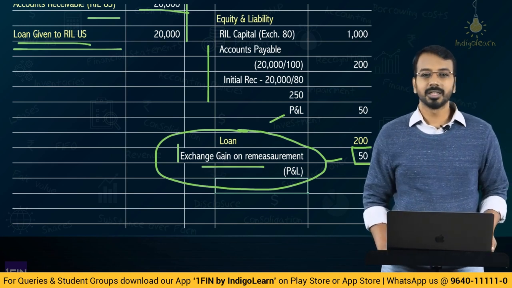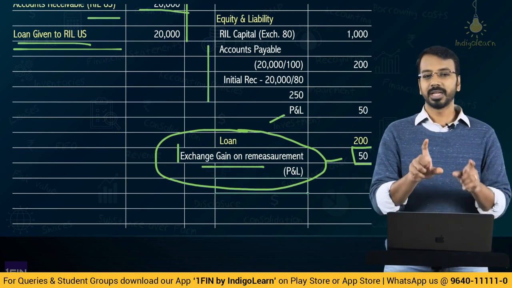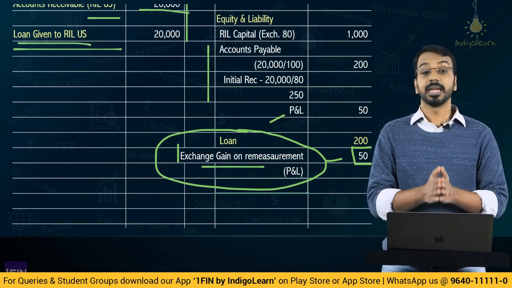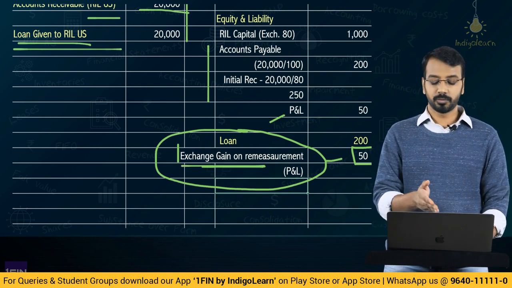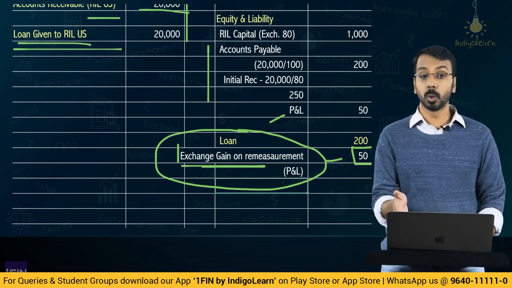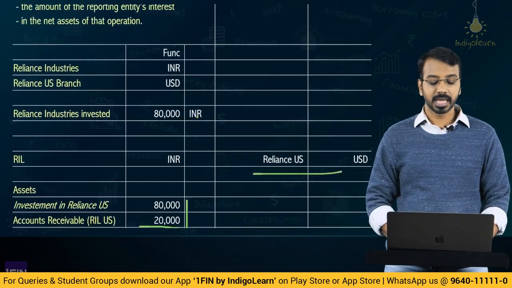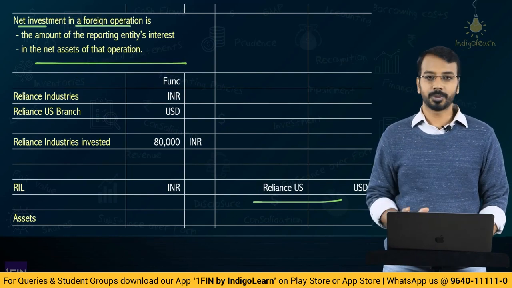You might be wondering, sir, how will we know which items to be taken, which items not to be taken? That again has to be decided on the facts and circumstances of the case. Now what the standard says is, these kinds of items, we talked about exchange, we talked about loan which is not repayable for a long period of time, these kinds of items are in substance net investment in foreign operation.